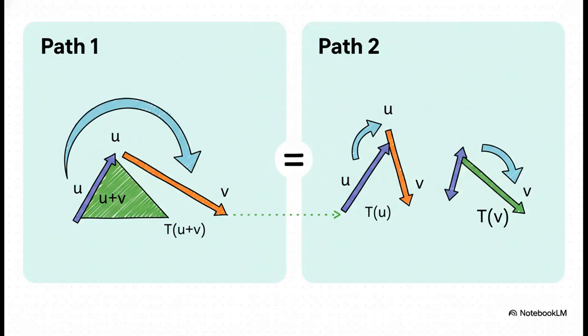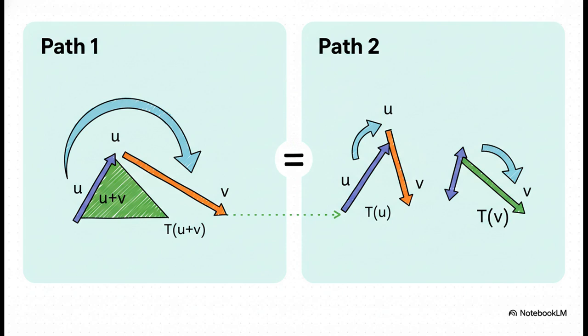And you can really see what this means right here. Let's say our transformation is a simple rotation. So on the left, we add the vectors u and v to get that new diagonal one, and then we rotate it. On the right, we rotate u and v first on their own, and then we add the rotated versions. Look at that! For a linear transformation, both paths land you in the exact same spot.